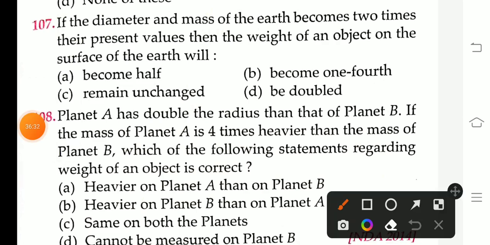If the diameter and mass of the earth become 2 times their present values, then the weight of an object on the surface of the earth will become half.